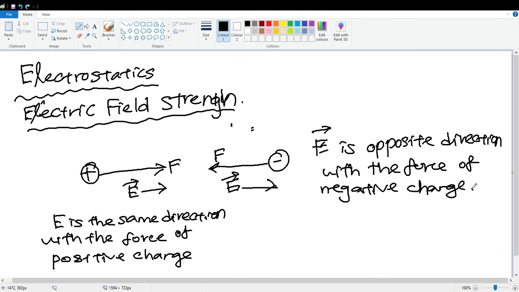So we can see that the electric field lines are always towards the electrostatic force exerted on a positive charge and opposing the electrostatic force exerted on the negative charge. Alright, so we have done this part. Okay, so let's move on to another part.